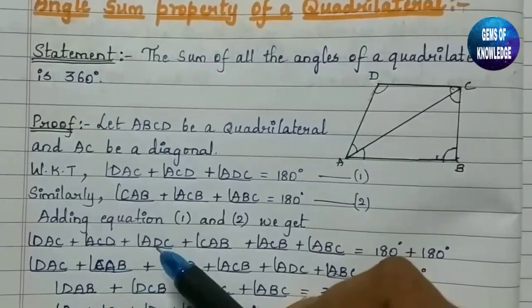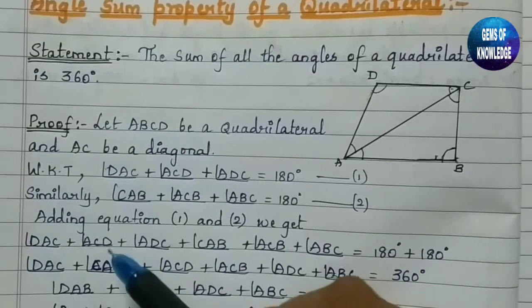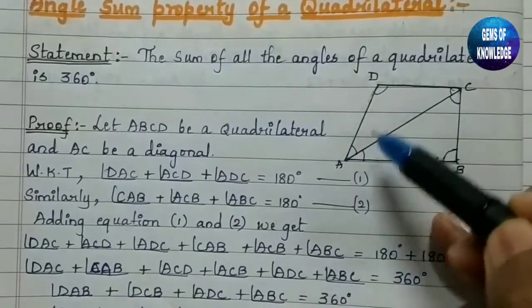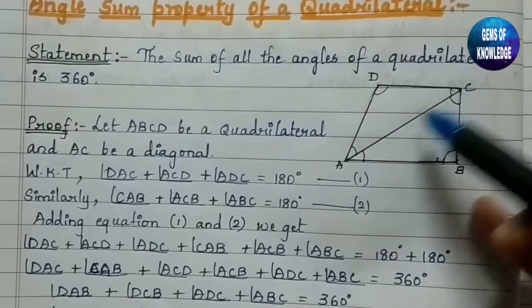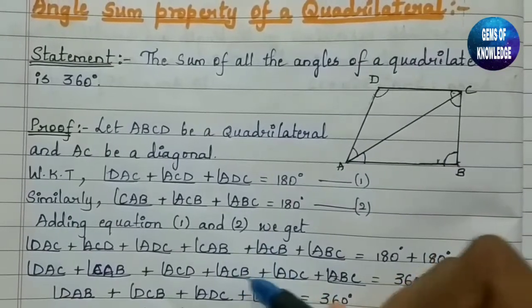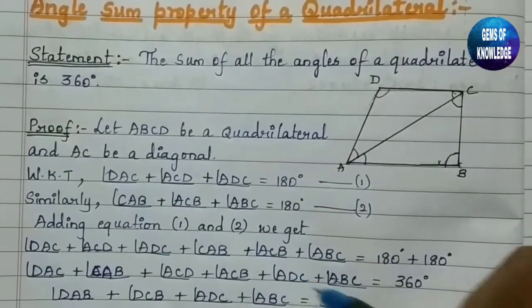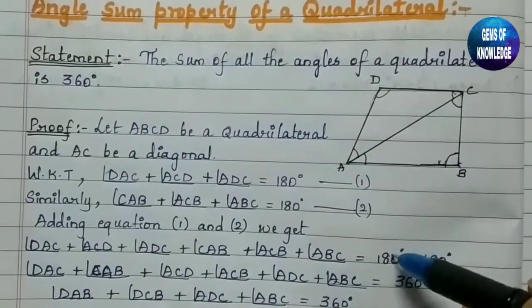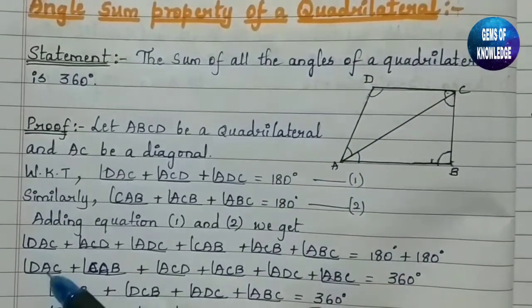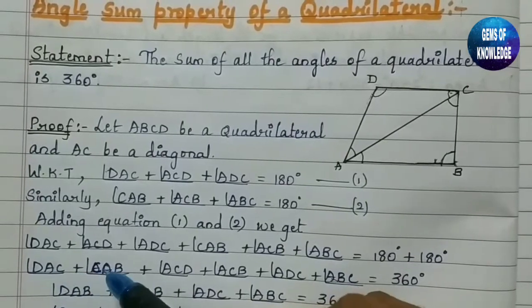Okay, so then we will get angle ACD, this part, this angle ACD plus ACB, plus the remaining ones, ADC plus ABC, which is equal to 180 plus 180. That will be how much? 360 degrees. Now we can see here DAC plus CAB.